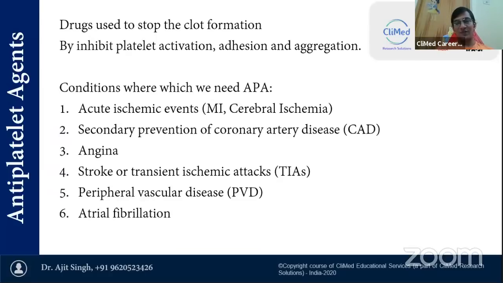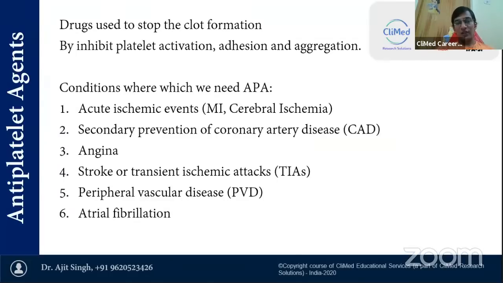Then the peripheral vascular disease. Peripheral vascular disease means what? It might be deep vein thrombosis. It may be PAD, peripheral arterial disease, where your arteries get blocked by the plaque or by the thrombus in your lower limbs or upper limbs. Lower limbs means your legs, upper limbs means your hands, or deep vein thrombosis in that case. So in that case also we need antiplatelets for some time.